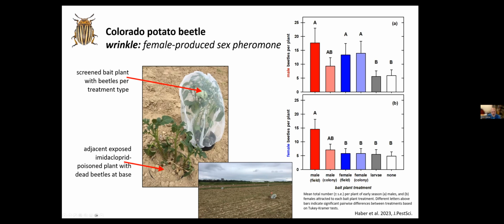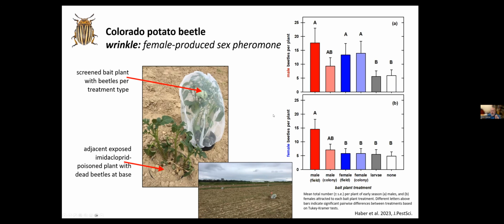And then next to it is a companion plant that's a potted potato plant that's treated with imidacloprid. It's poison. What happens is the beetles come and they can't get into the one that's screened, and they go to the one that's not, and you can see them piling up here.